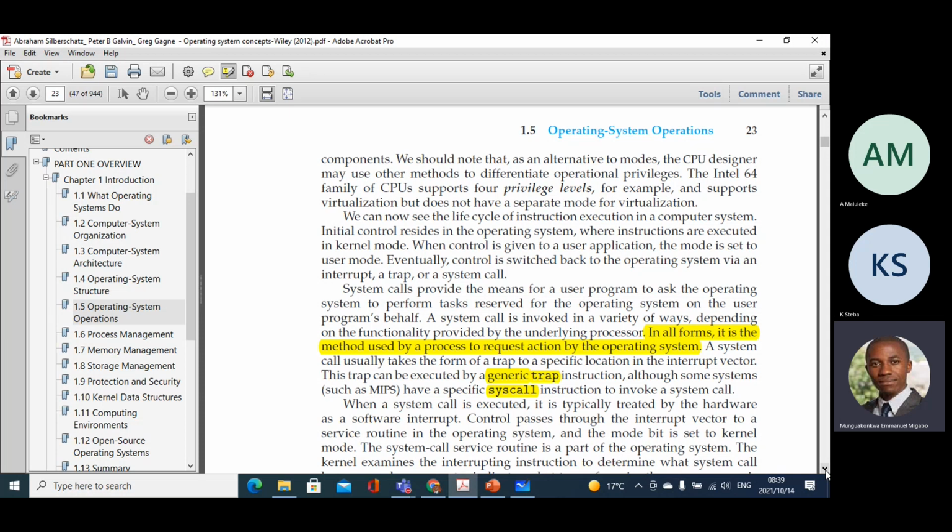When a system call is executed, it's typically treated by the hardware as a software interrupt. Control passes through the interrupt vector to a service routine in the operating system, and the mode bit is also changed accordingly. Normally it will switch from user to kernel, because a system call is an instruction of the operating system at the end of the day. Although it originates all the way from the user, the fact that it goes through the operating system means that when it's issued to the CPU, it comes in kernel mode.